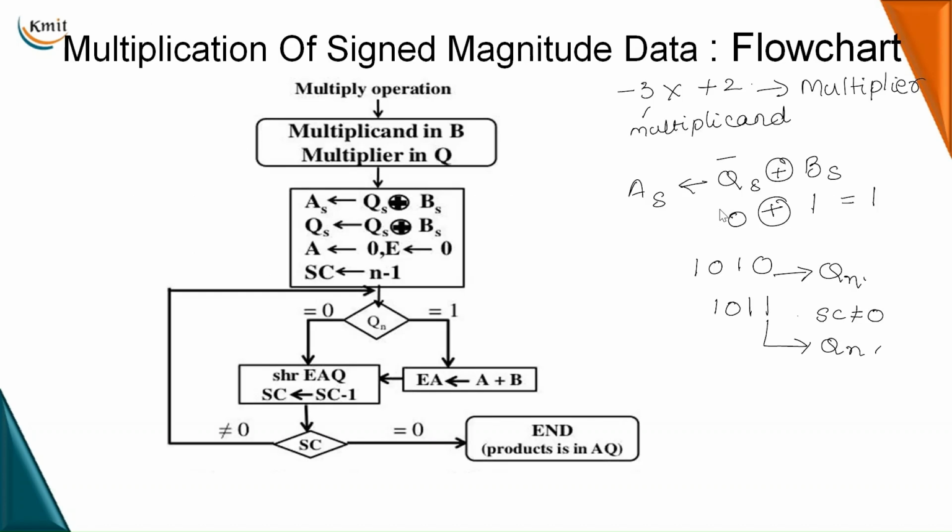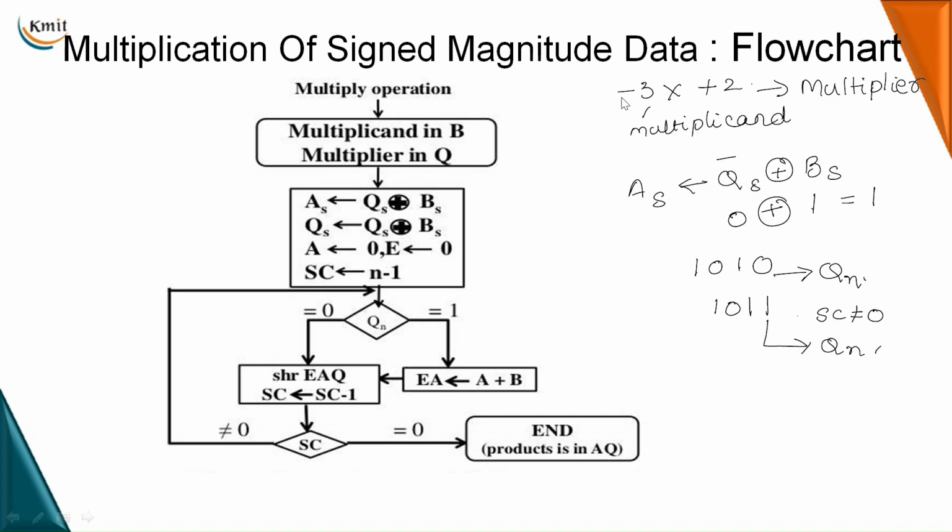Next, coming to the flowchart of multiplication, your multiplicand is stored in B register and the multiplier is stored in Q register. Say, for example, I am performing a multiplication on two operands where my multiplicand is -3 and multiplier is +2. Sign magnitude data means you have both sign bit and magnitude. But only the magnitude part of your multiplicand is stored in B register and the magnitude part of your multiplier is stored in the Q register, whereas the sign bits are stored in BS and QS flip-flops.